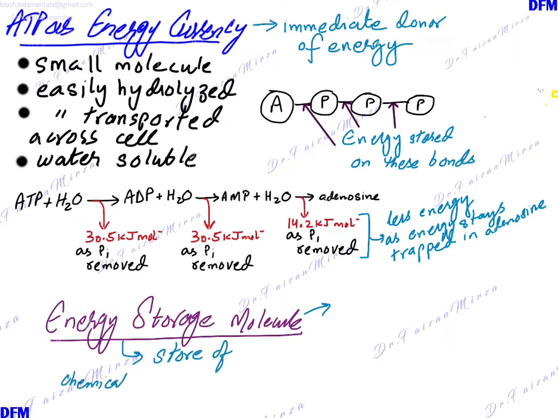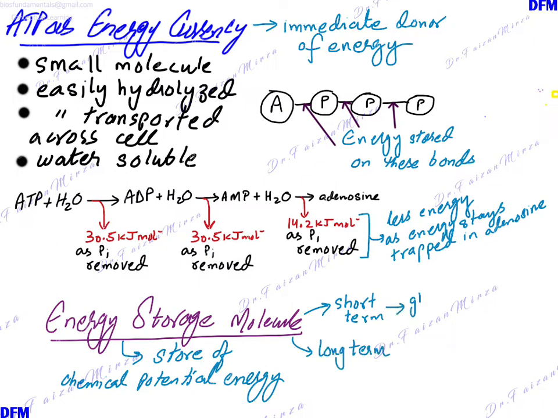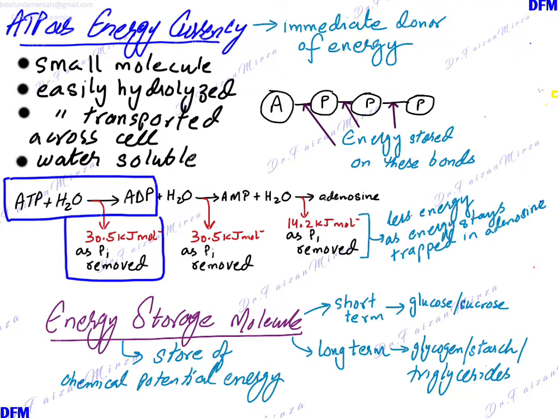ATP is an energy currency molecule, but there are energy storage molecules as well. Energy storage molecules are those molecules that store chemical potential energy, either on a short-term basis or on a long-term basis. Short-term energy storage molecules include glucose and sucrose, and long-term energy storage molecules include glycogen, starch, and triglycerides.